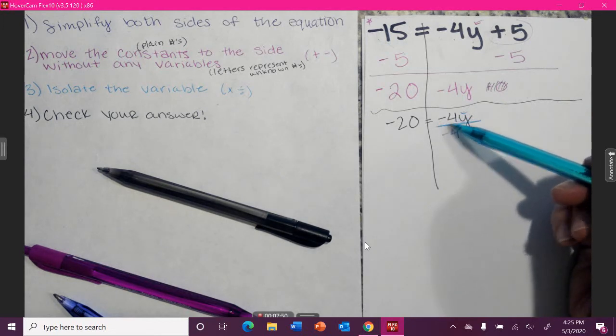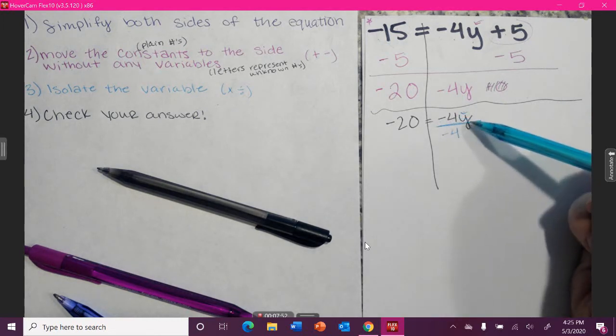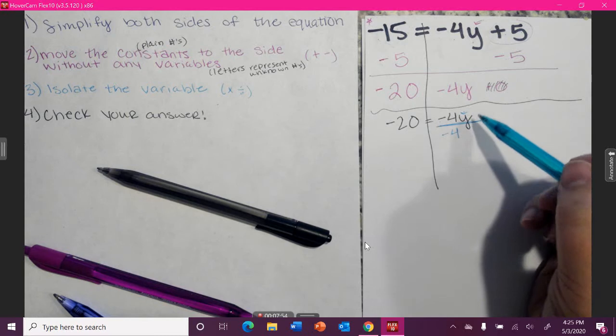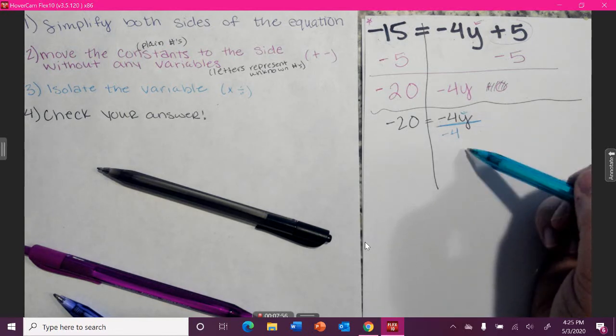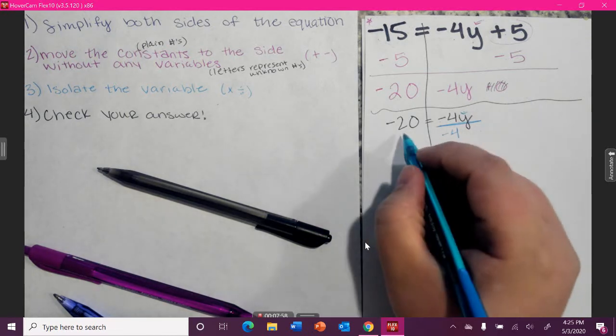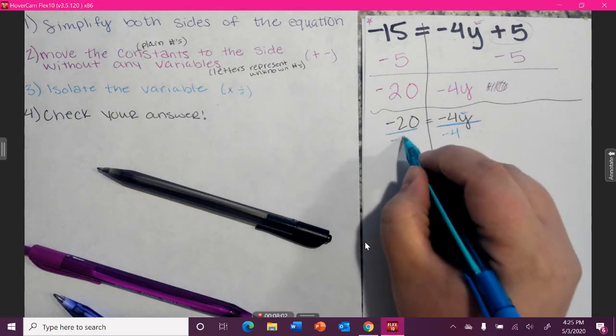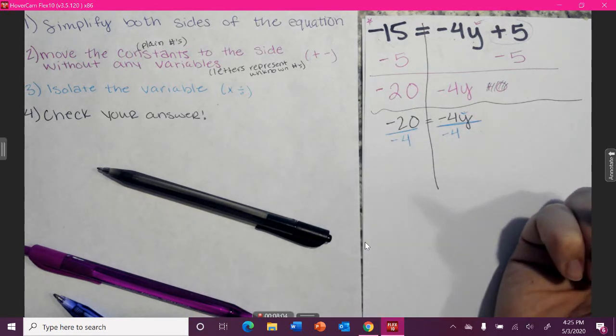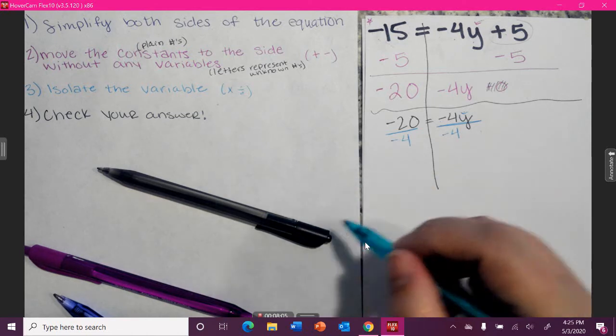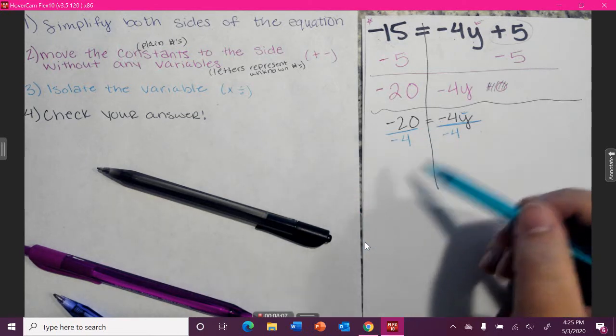To undo a multiplication by negative 4, I'll have to divide by negative 4. That's on the right side. If I do it on the right side, I also have to put it on the left side. I divided by negative 4 on the right side. I also need to divide by negative 4 on the left side. Think about what this would leave us on each side.